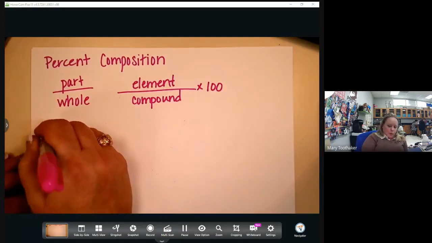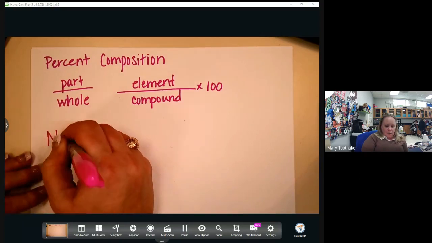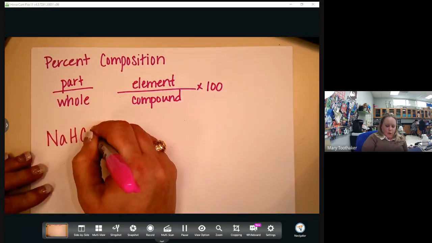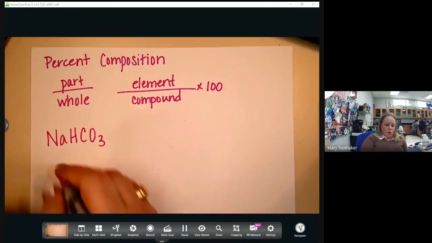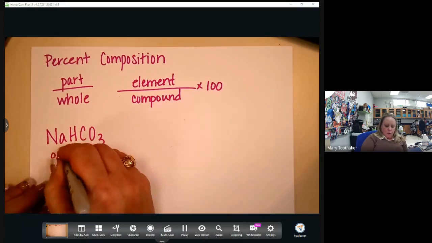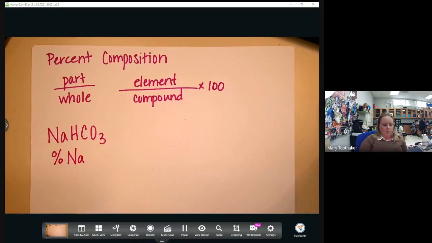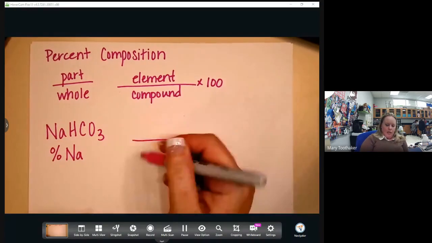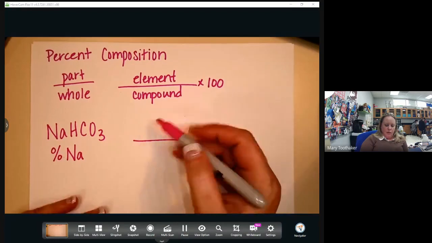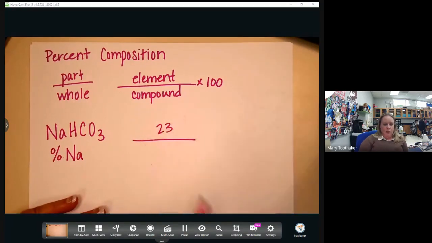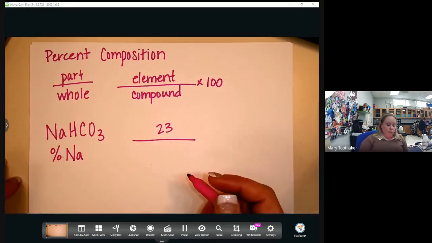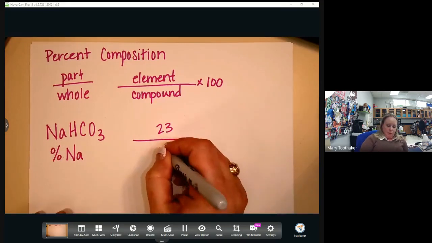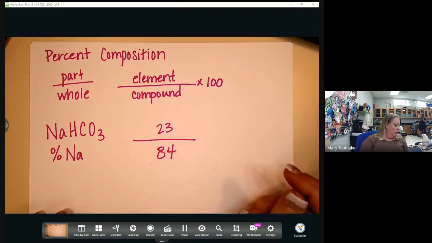So let's do baking soda again. We've got NaHCO3. I want to know the percent of sodium in baking soda. So I can come over here. I need to put the mass of the sodium on top, which is 23. You can find that by looking at the periodic table. I just happen to have it memorized. And then the mass of the compound we did on the previous piece of paper is 84 grams.